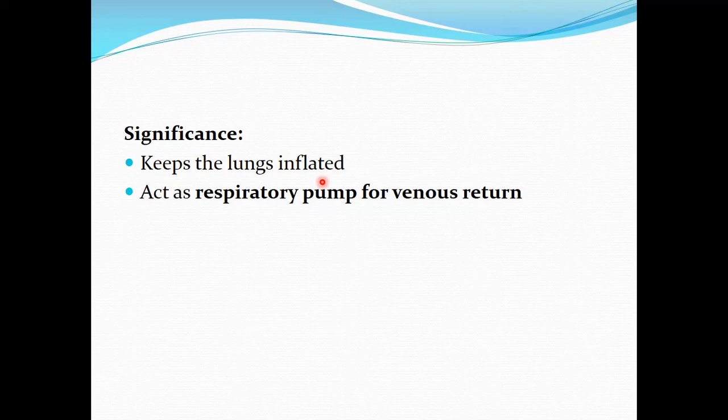Second, it acts as a respiratory pump for the venous return. Negativity of this intrapleural pressure causes the blood to be sucked from the lower part of the body into the upper part of the body. So it helps in the venous return. It is one of the factors that enhances the venous return to the right side of the heart. So this function is known as the respiratory pump for the venous return.